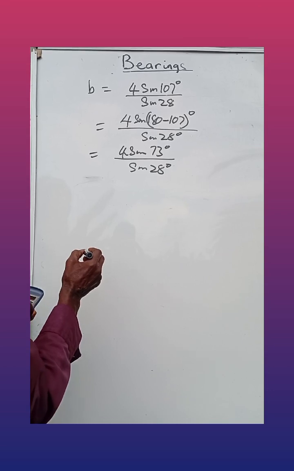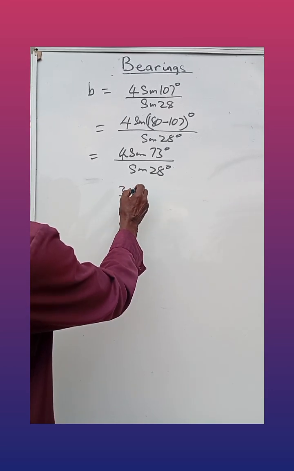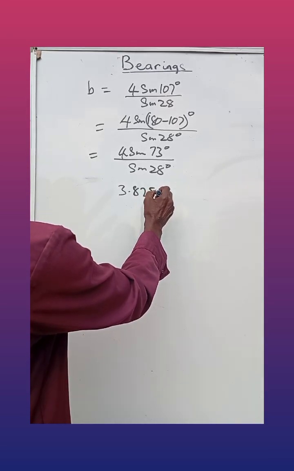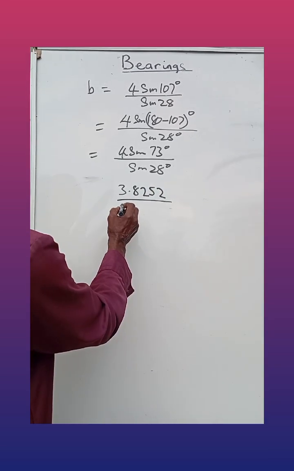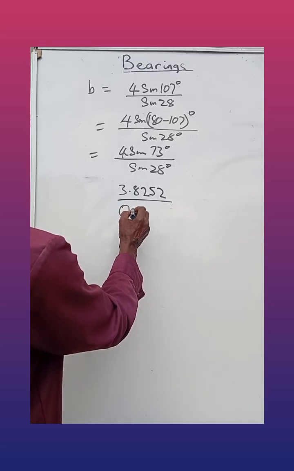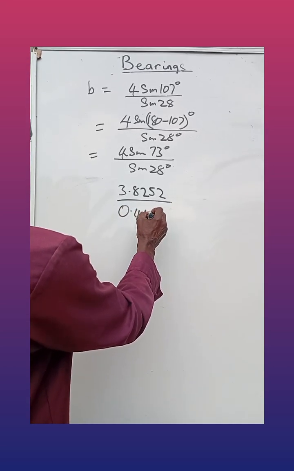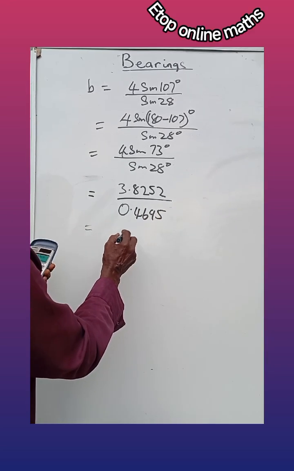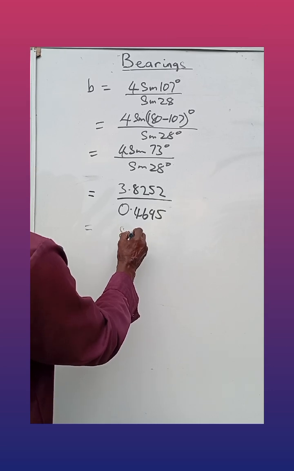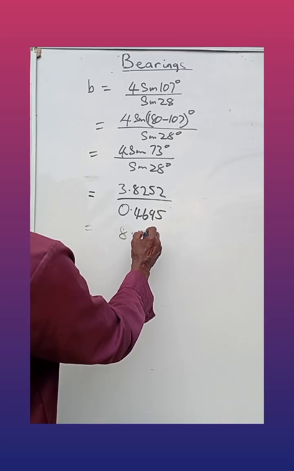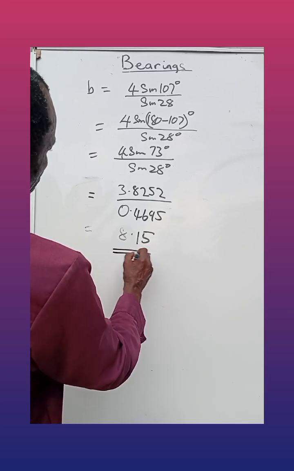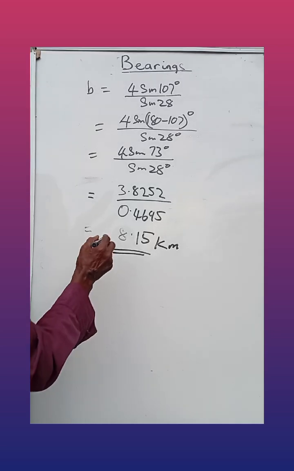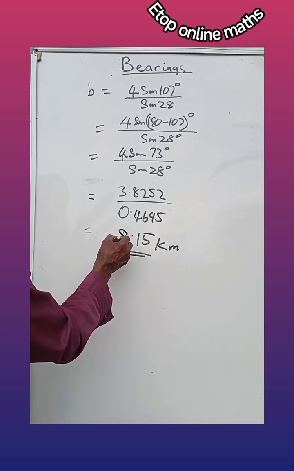4 sine 73 degrees equals 3.8252. Sine 28 degrees is 0.4695. We now have as a final answer 8.15 kilometers. That's the distance from the starting point to where the man is standing right now.